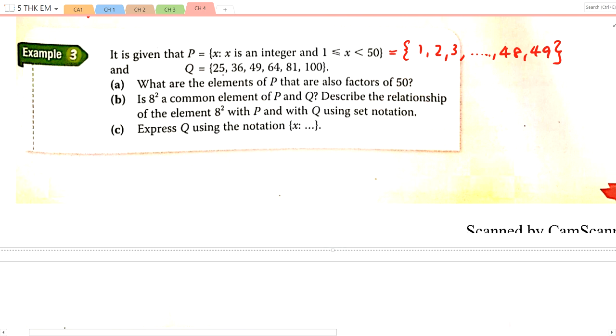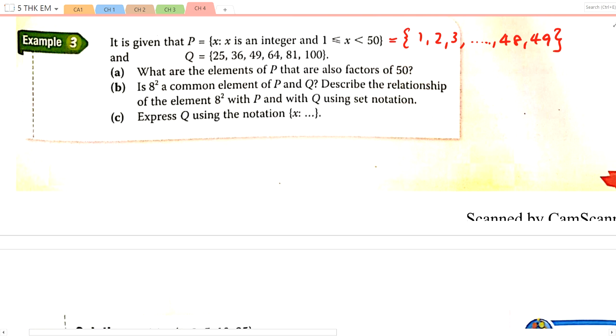Then we've got Q. It has 1, 2, 3, 4, 5, 6 elements inside. Notice that set Q's elements, they look familiar. 25 is 5 square, then followed by 6 square, 7 square, 8 square, 9 square, and 10 square.